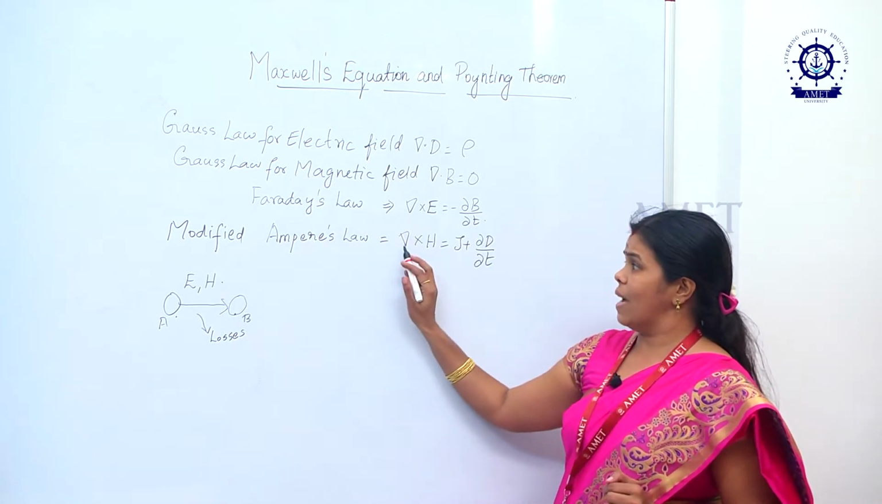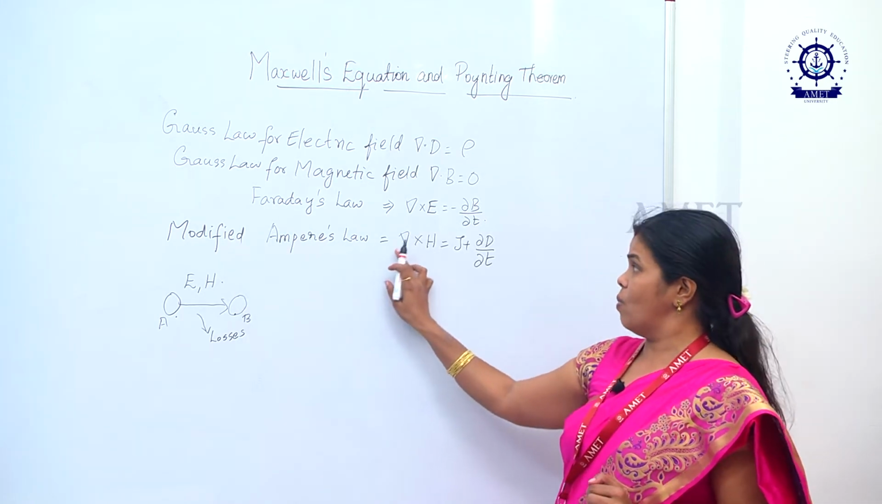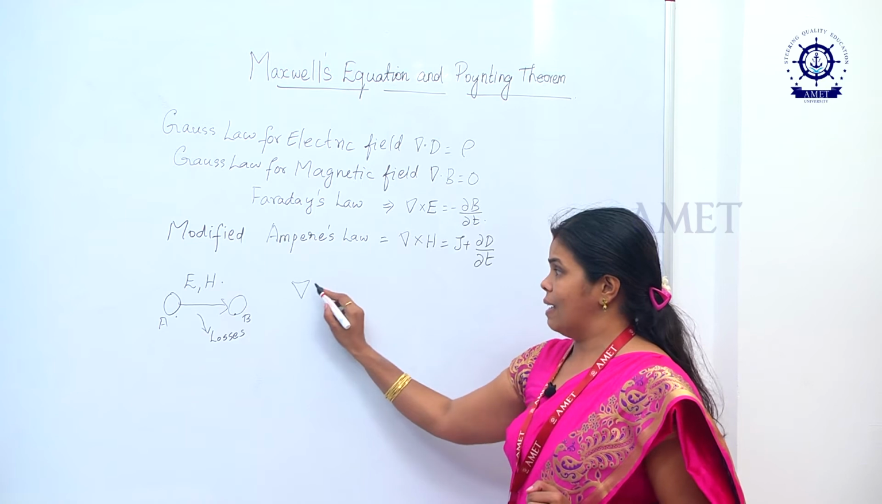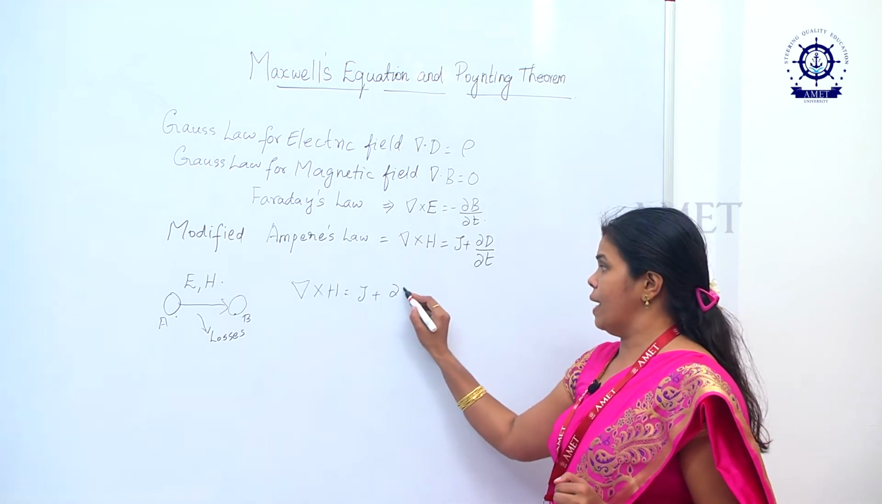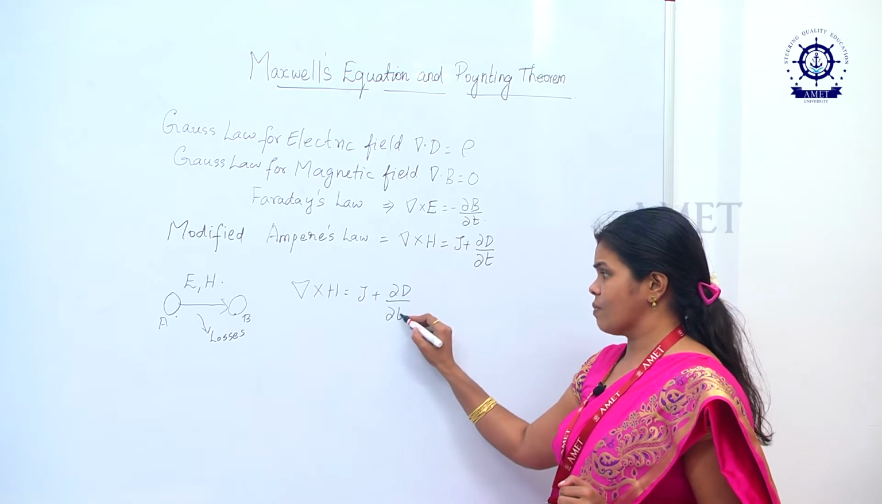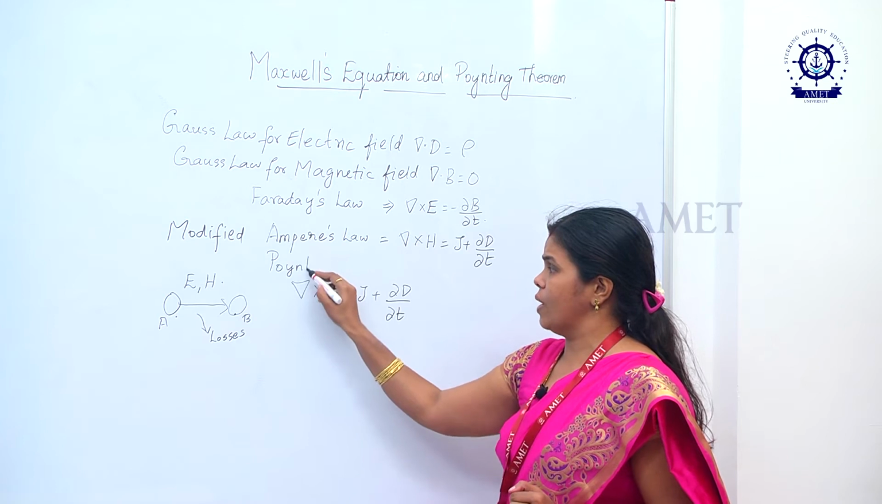So consider the Maxwell's equation, write this one, that modified Ampere's law. So modified Ampere's law will be del cross H, which is equal to J plus dou D divided by dou T. So this is the first step for deriving the Poynting theorem.